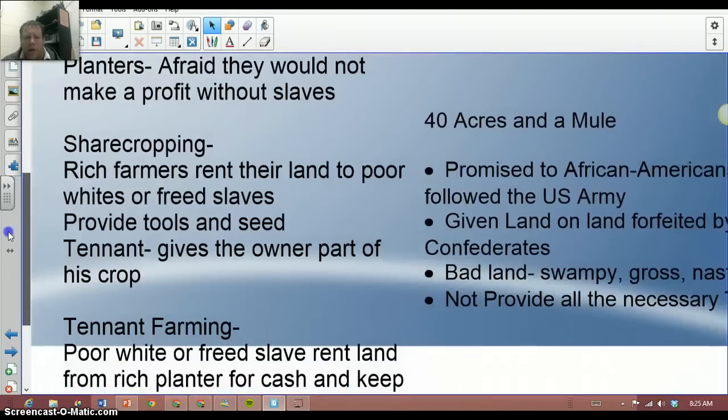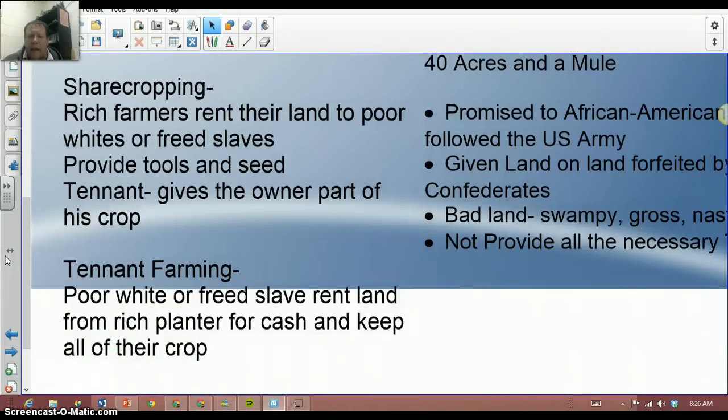So they started doing sharecropping. Landowners would rent their land to poor whites or freed slaves. They give them tools, seed, those kind of things, and then the tenant would owe the owner part of the crop. So if I was doing this, I would get stuff from the owner, and then what I paid back to them was a good chunk of my crop. The rest of the crop that was left over, I could sell. But a lot of times there wasn't a lot of crop left over. So if you're sharecropping, basically you're renting land and getting the tools and the seed, but you're giving a lot of your crop to the person who owns the land.